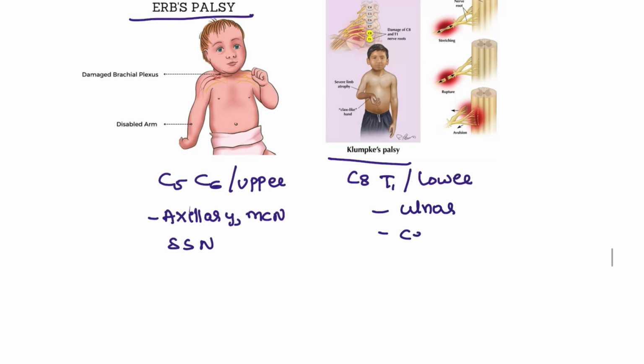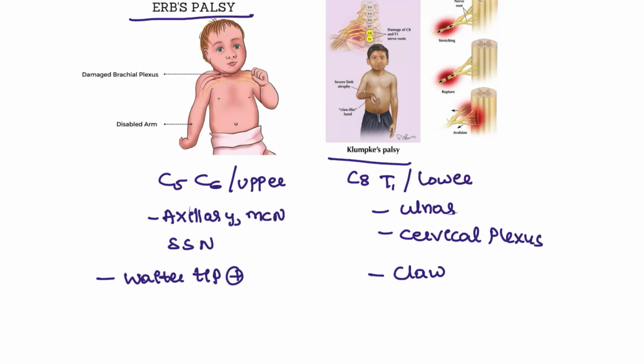And also cervical plexus, that will be involved. Cervical sympathetic plexus is also involved. So the patient will be having the waiter's tip defect. This patient will be having the claw hand defect. Along with that, the cervical plexus is also involved. So the patient will be having the Horner syndrome.